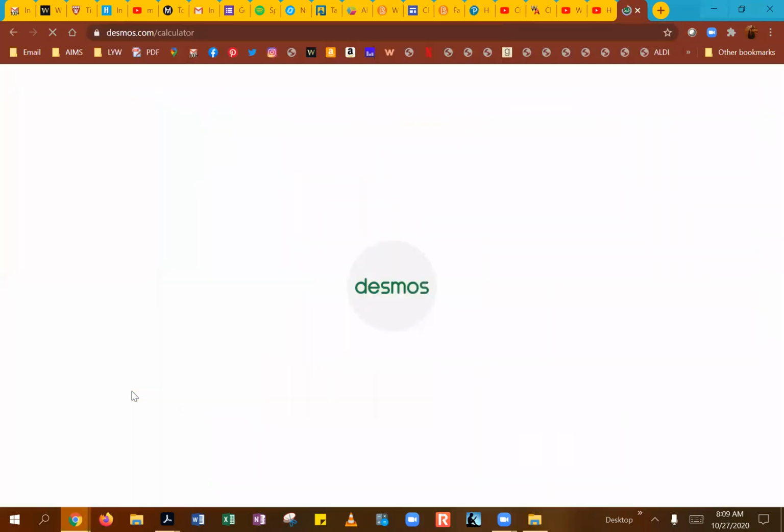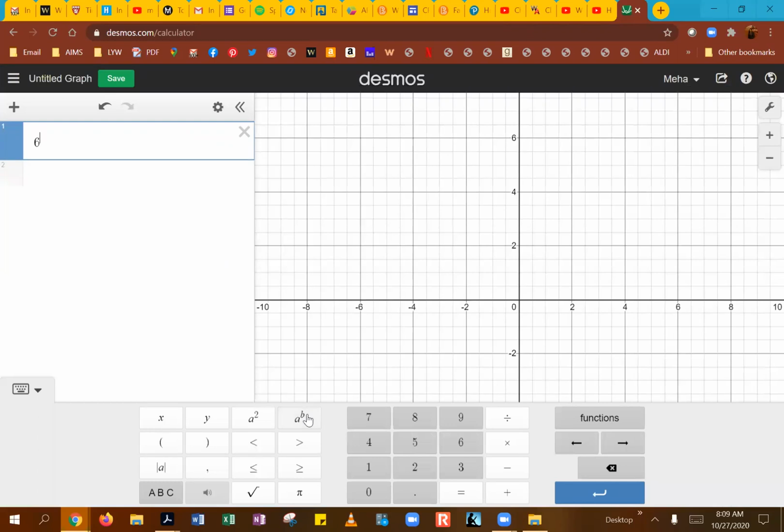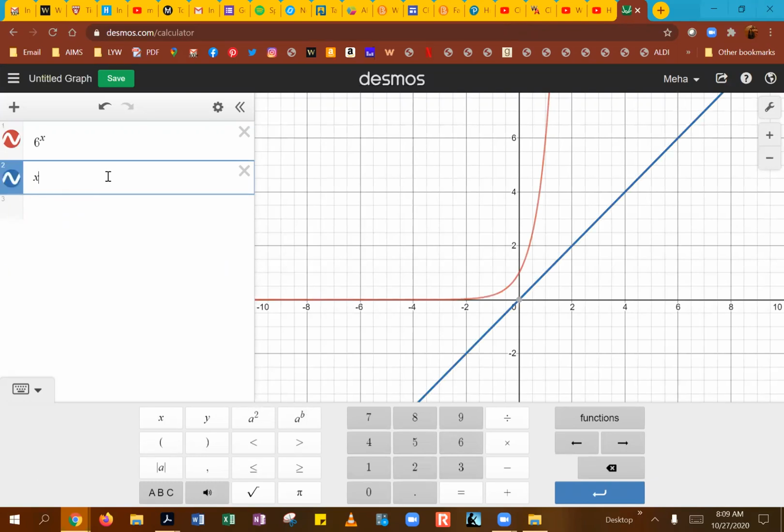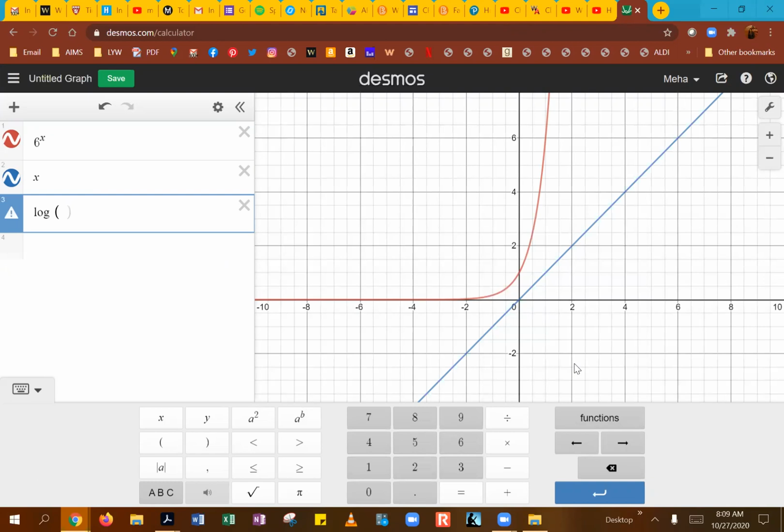So again, we'll use our Desmos. The equivalent exponential function for that would be 6 to the power of x. And then if you remember from section 2.5, we use the line y equals x as our line of reflection. So I'm going to graph that also, and then we'll show you what the logarithmic function will look like. So this will be log of x with base 6.